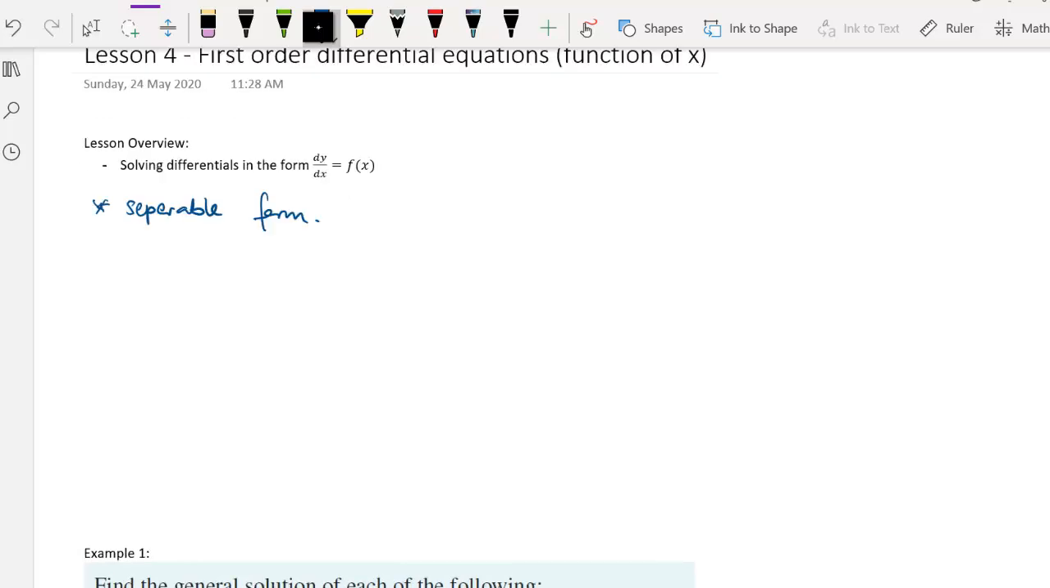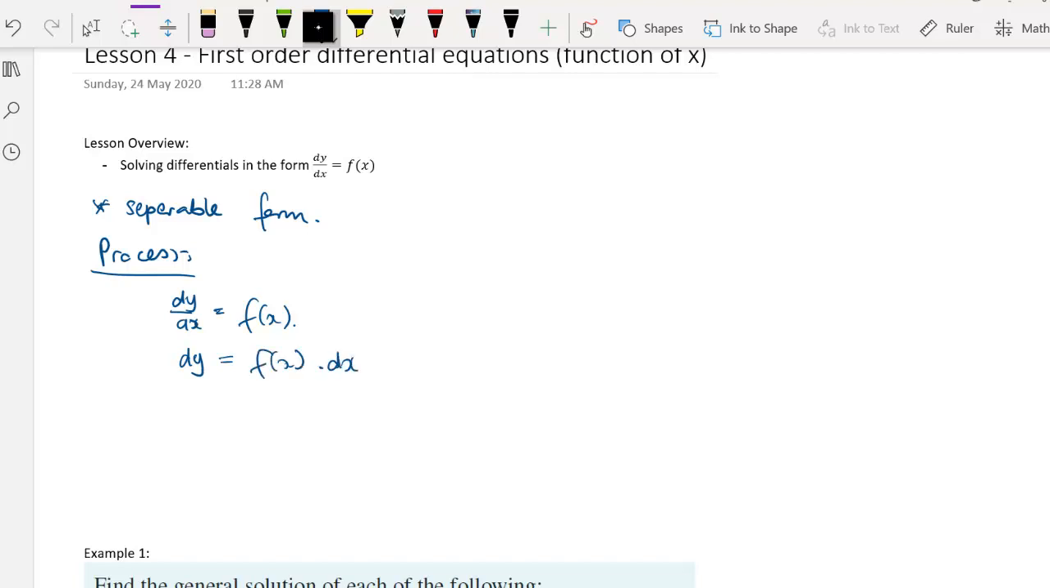The process is pretty simple. The idea is that we can separate the differential and then perform integration on each of these separate sides. So in this case, if we have our dy/dx is equal to f of x, this dy/dx can be split. So we've got our change in y and our f of x change in x.